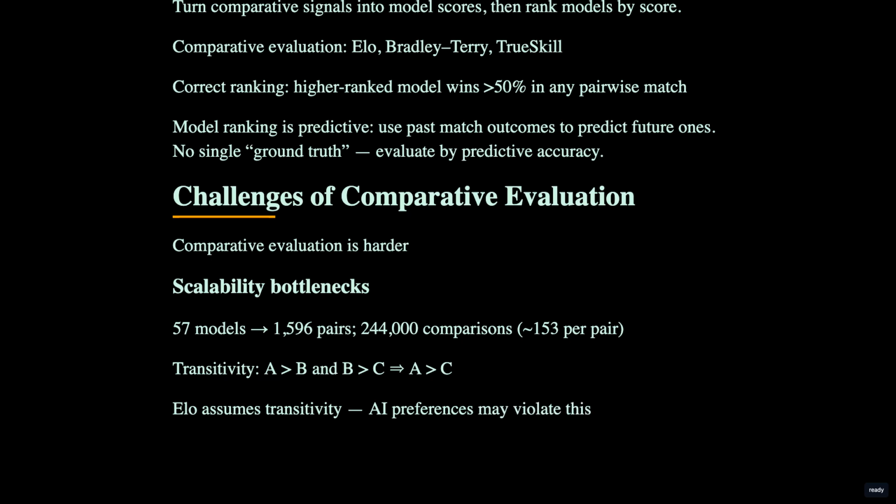Elo-style ratings rely on transitivity. If A beats B and B beats C, then A should beat C. Several recent papers point out this can fail for AI evaluation because human preferences are not always transitive. Also, comparisons can be non-transitive when different model pairs are judged by different evaluators or on different prompt sets, so pairwise outcomes don't always compose.